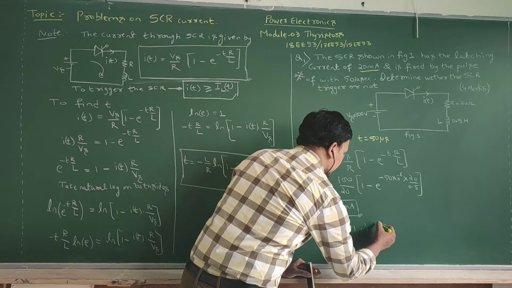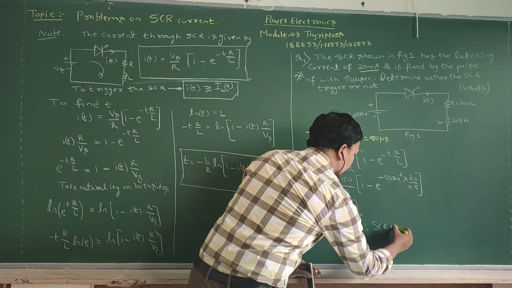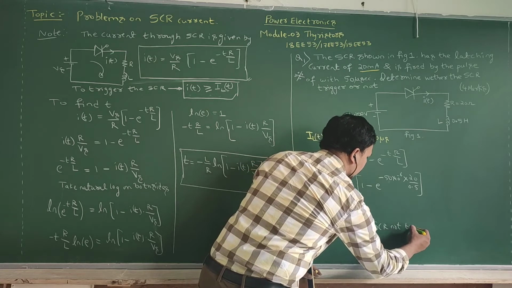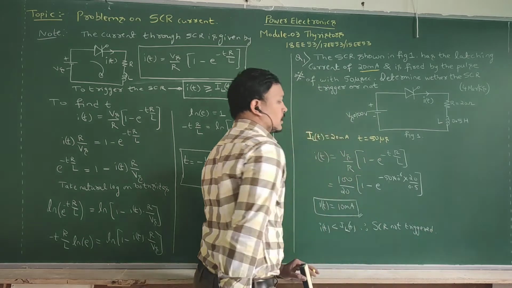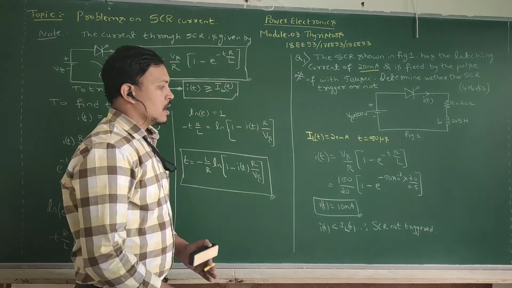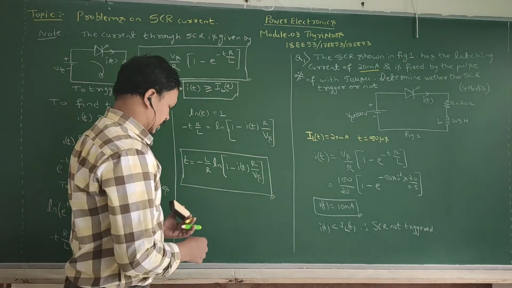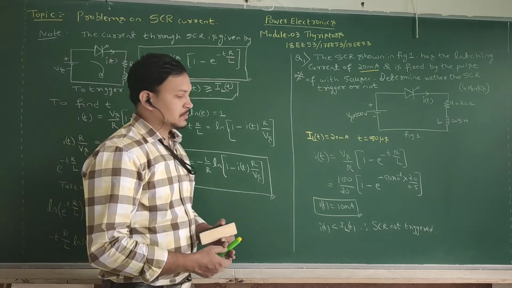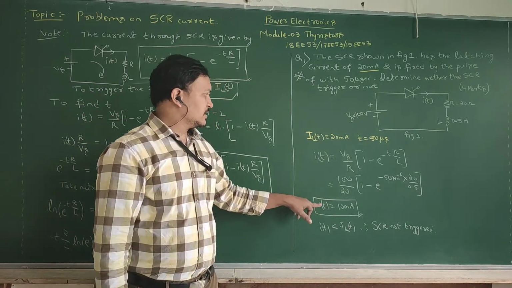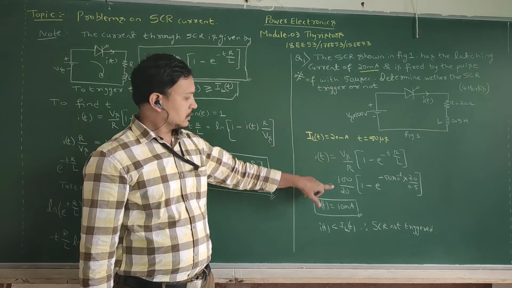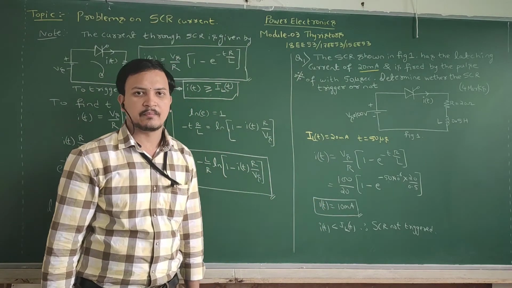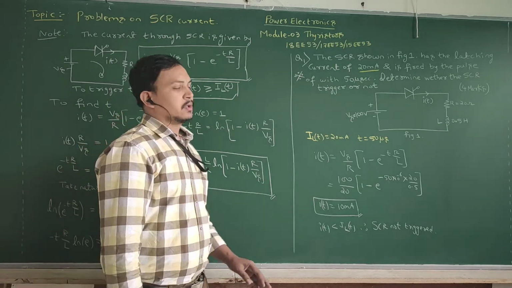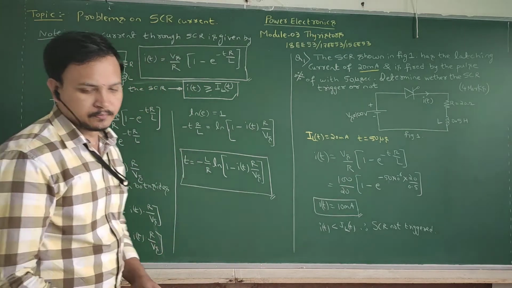Your circuit current is lesser than the latching current. Therefore the SCR is not fired or not triggered. Got it, guys? Sometimes if I of t is just equal to 20 milliampere, if I of t and IL are equivalent, then the SCR will fire. Now we can go to the next problem.